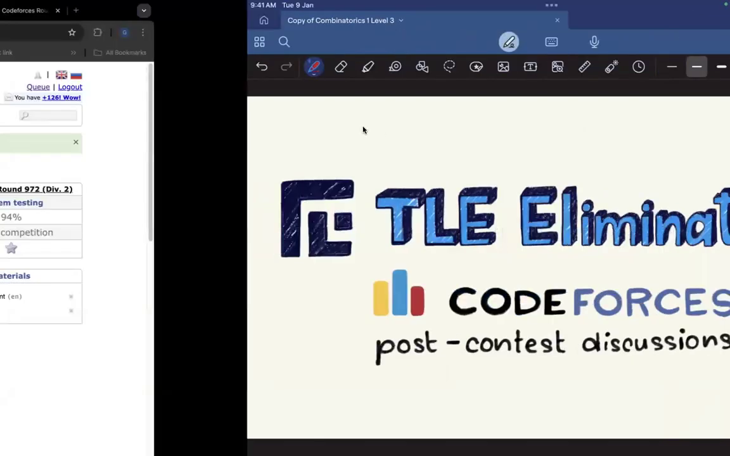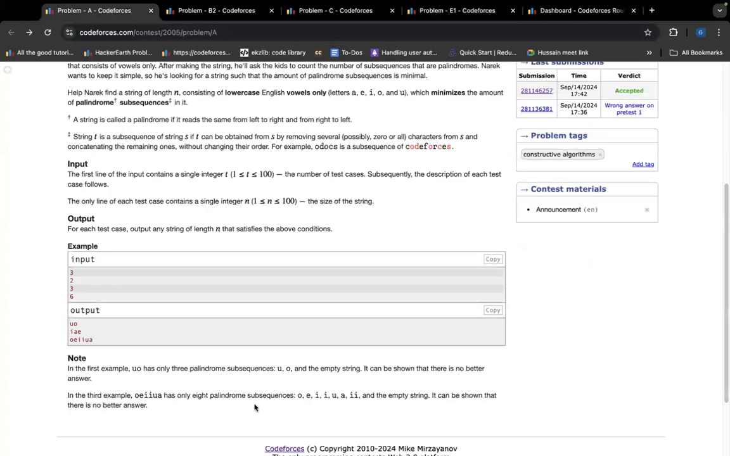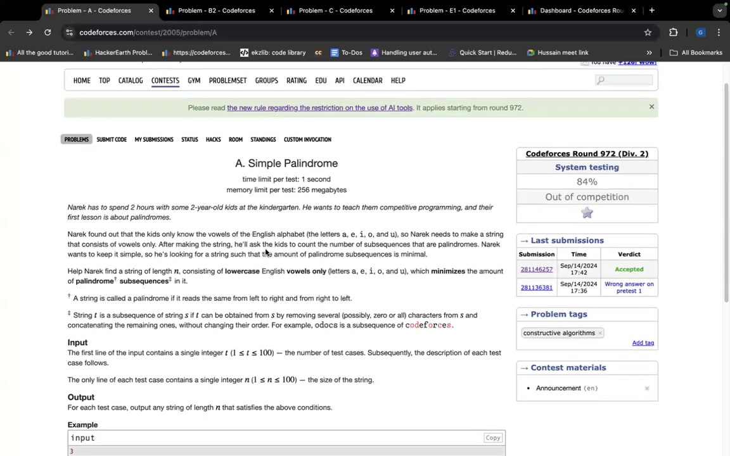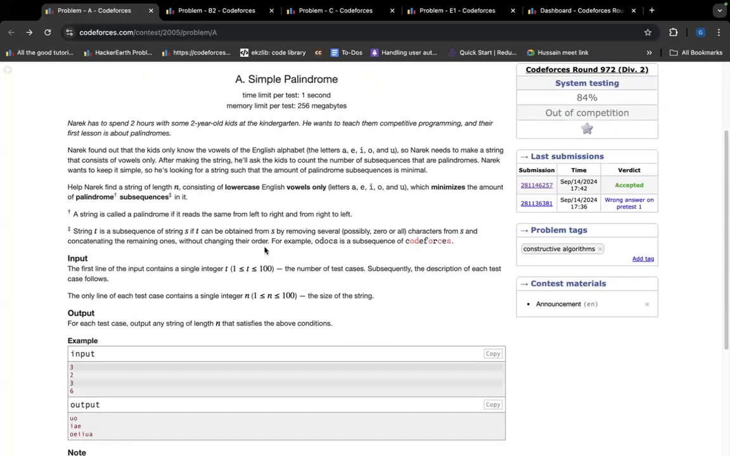So let's start with the first problem of today. That is simple palindrome. All right. What does the problem say, guys? We are given a string of length n consisting of lowercase. We need to find a string of length n of lowercase English vowels only, that is A, E, I, O, U, which minimizes the amount of palindrome subsequences in it.